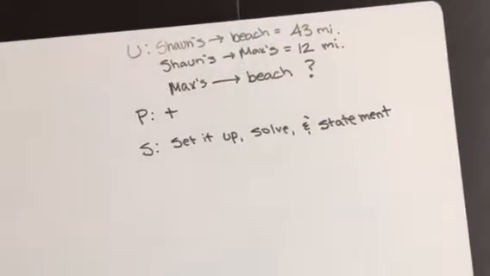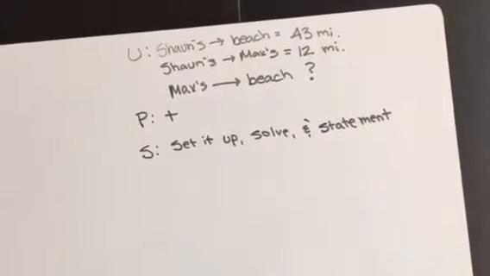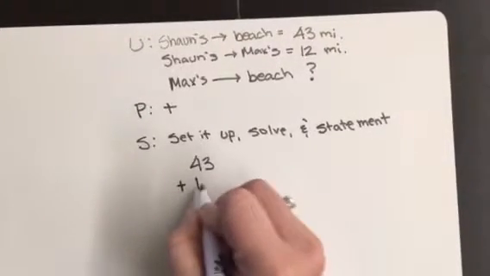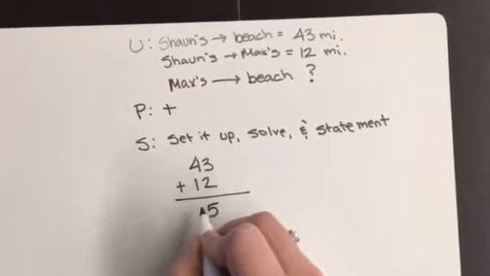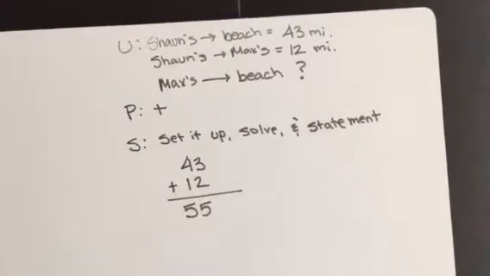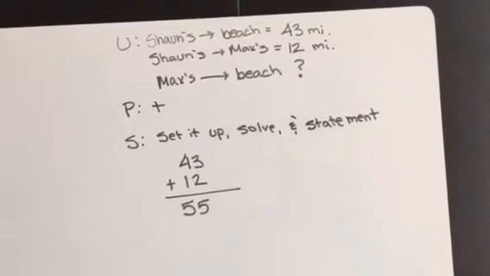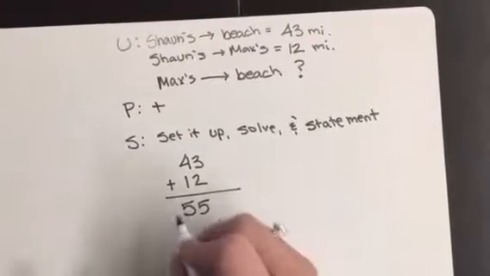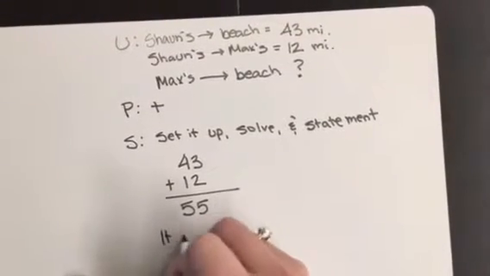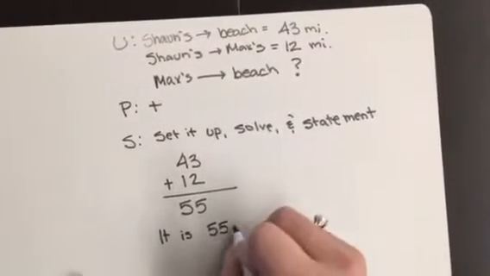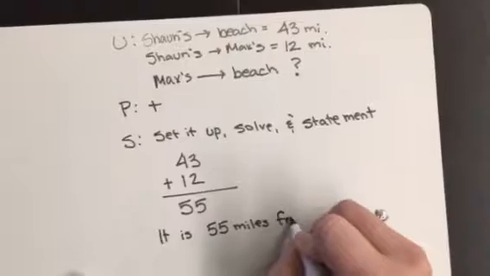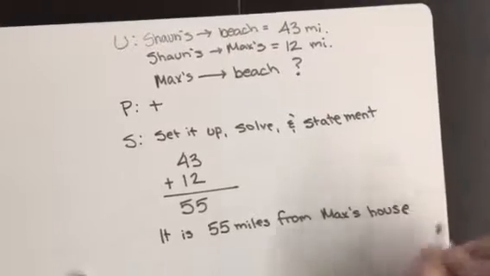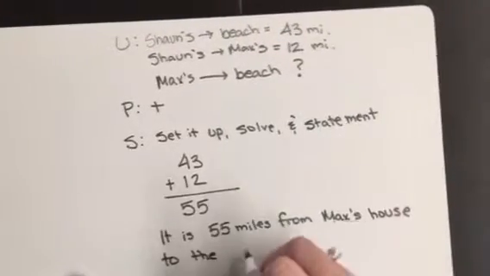The setup for this one would be basically the work that they would show for the problem. So 43 plus 12. Okay, so 55. And then their statement is the thing that a lot of the kids usually forget. That's just a quick sentence that answers the question. So, it is 55 miles from Max's house to the beach.